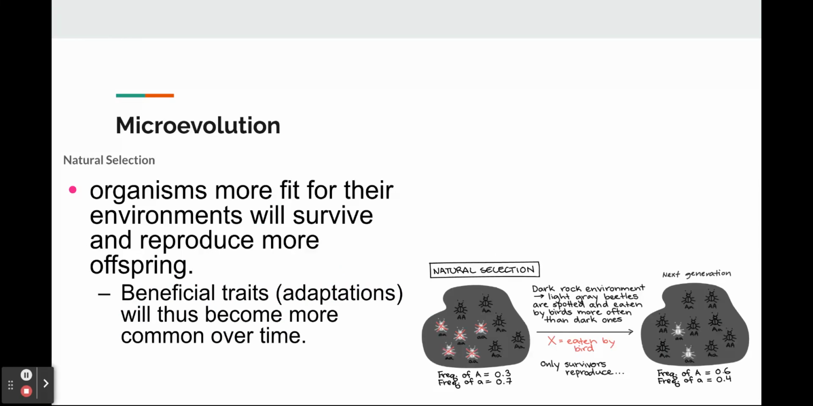Then we have natural selection. Natural selection is organisms that are more fit to survive in their environment will survive and reproduce. Remember, fitness is not how many bench presses you can do, how much weight you can curl. It is how well you can survive and reproduce in your environment. So beneficial traits or adaptations will become more common over time. So you can see here, they are naturally being selected against the white beetles because they live in a dark environment. And as time goes on, you are going to see more of the trait that is being selected for naturally.